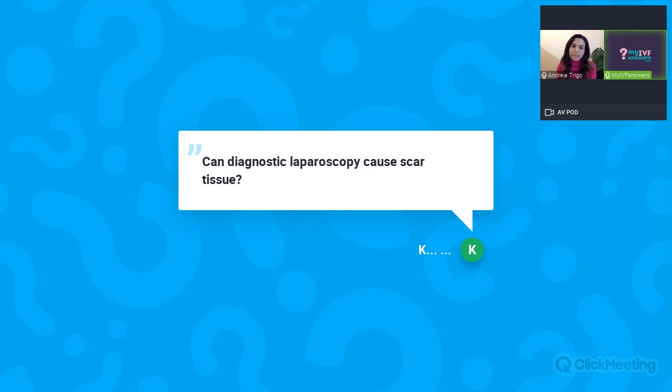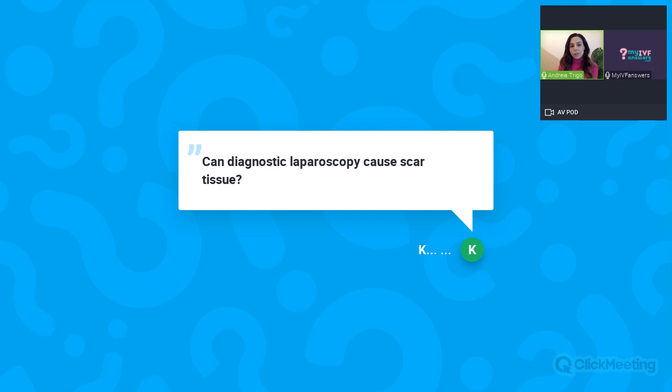So, can diagnostic laparoscopy cause scar tissue? If it's just diagnostic, it's very unlikely that it will cause scar tissue, because what they do in a diagnostic laparoscopy is just put a camera in your tummy to have a look around, and then they don't do anything apart from that.